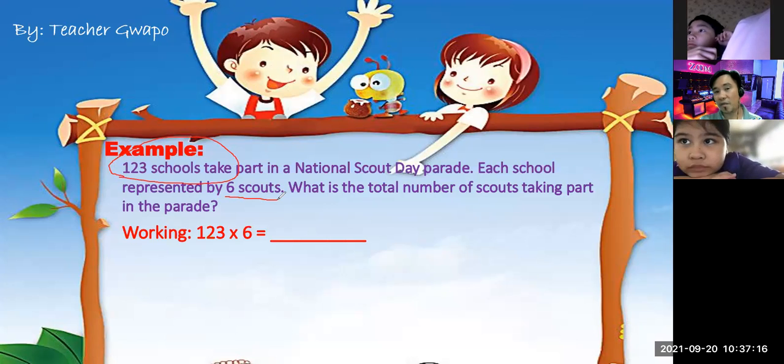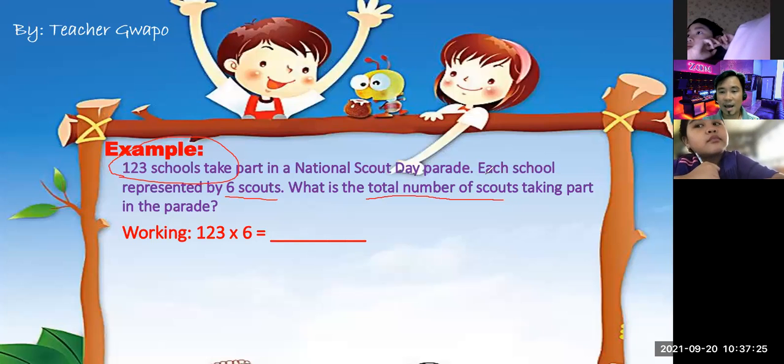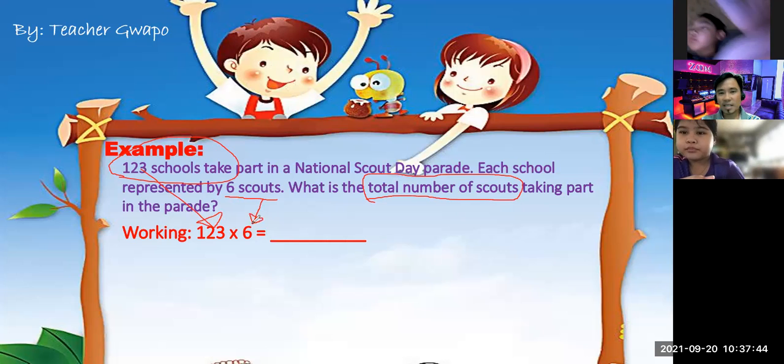Now, what do we need to find in this problem? We need to find the total number of scouts. How many scouts are taking part in the parade? We need to find out. Now, here you see the working. You can see 123 and the number 6. So 6 scouts. Now we will multiply, but before we multiply, you have to write the sentence.